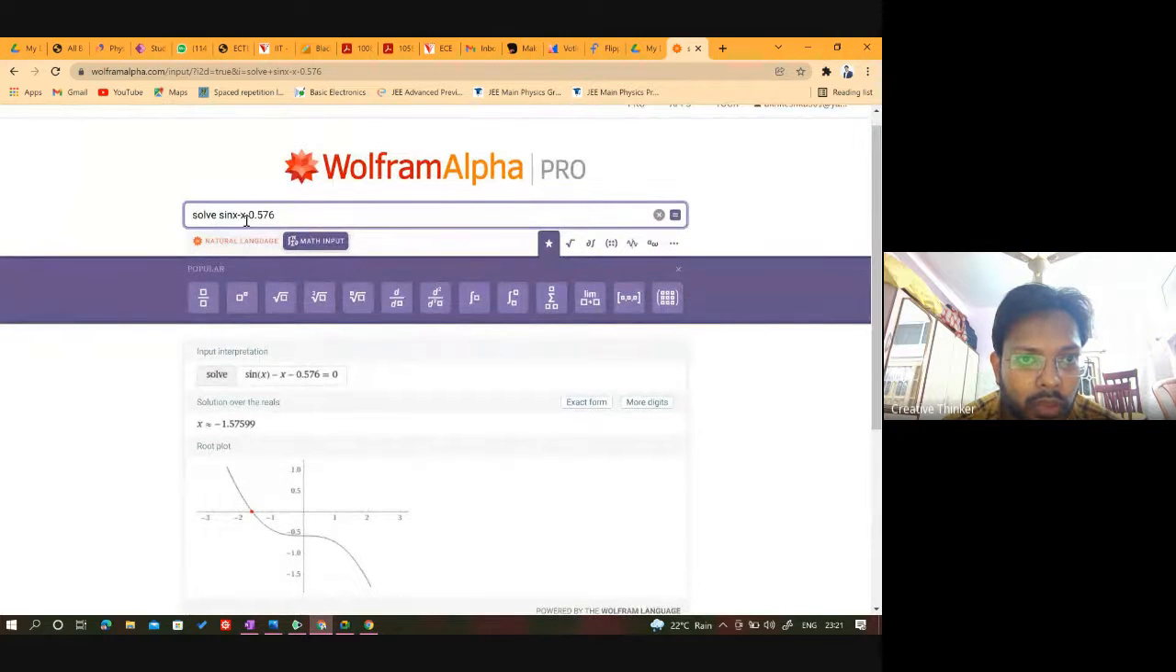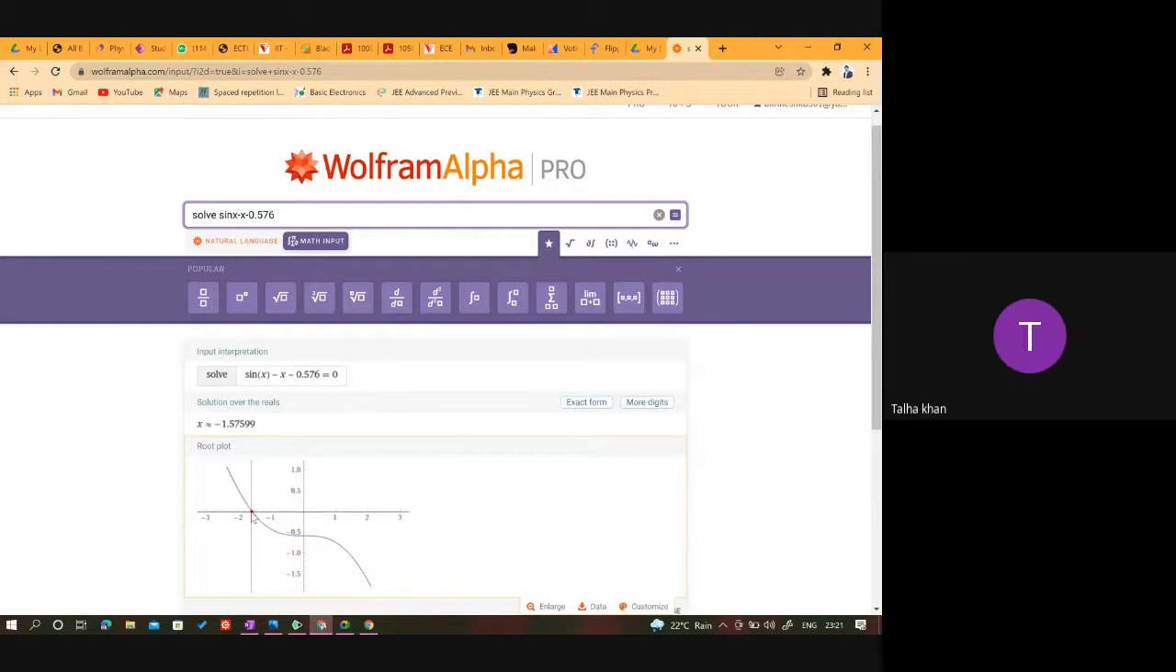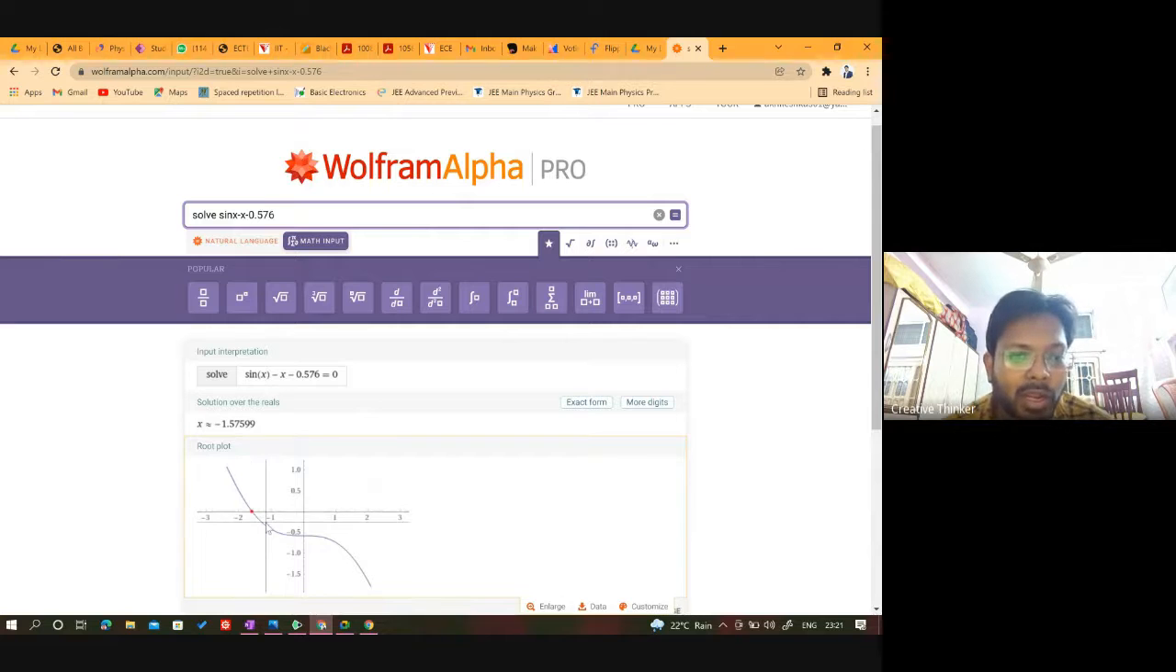I got this value. See, it gave the curve also, and we got x equal to minus 1.57 like this. So sometimes a calculator may not give the correct value also.